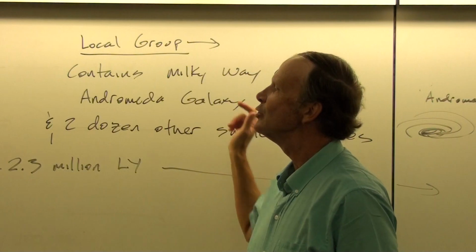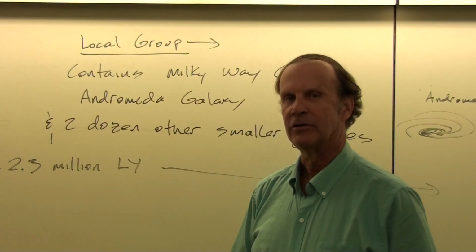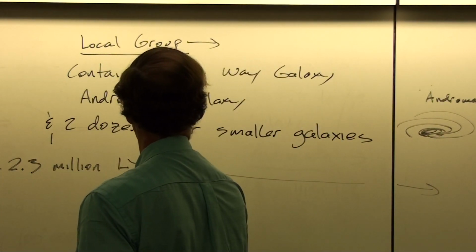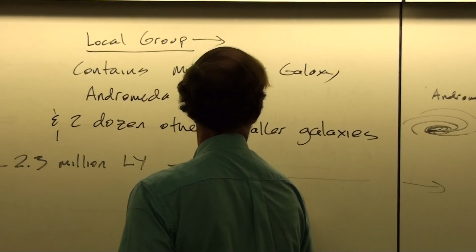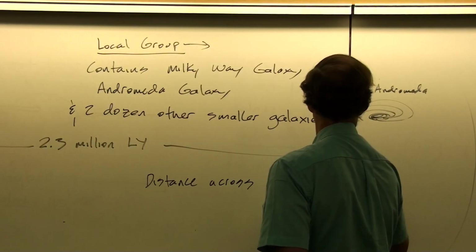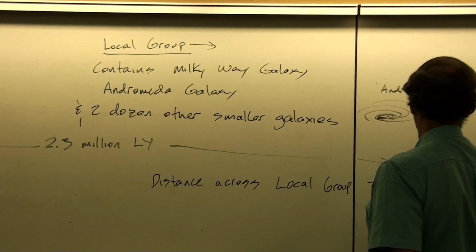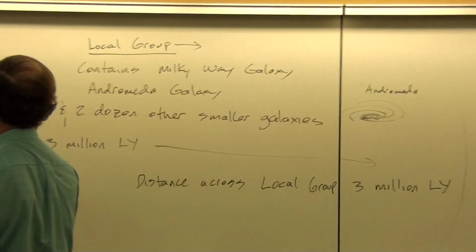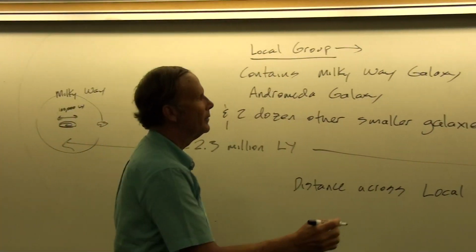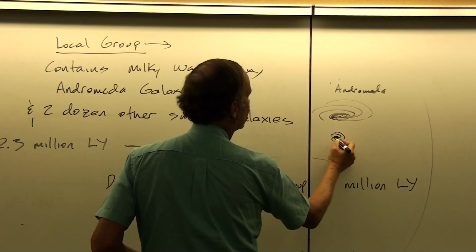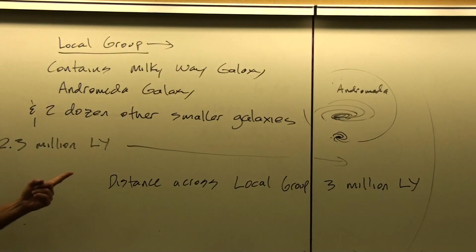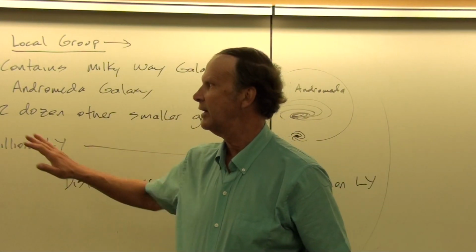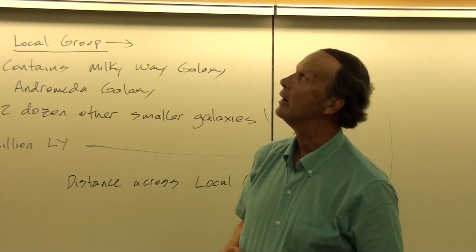So this is our local group of galaxies that is bigger than either the Milky Way or Andromeda, which are contained within it. So the distance across the local group is about 3 million light years, which is a little bigger than the distance between the Milky Way and Andromeda. So these other smaller galaxies are either orbiting around the Milky Way or orbiting around Andromeda. There's one fairly big galaxy called Triangulum that orbits around Andromeda. That contains something like 10 billion stars. It's thought there are something like 24 other galaxies going around either Milky Way or Andromeda. And so that comprises what we call our local group.